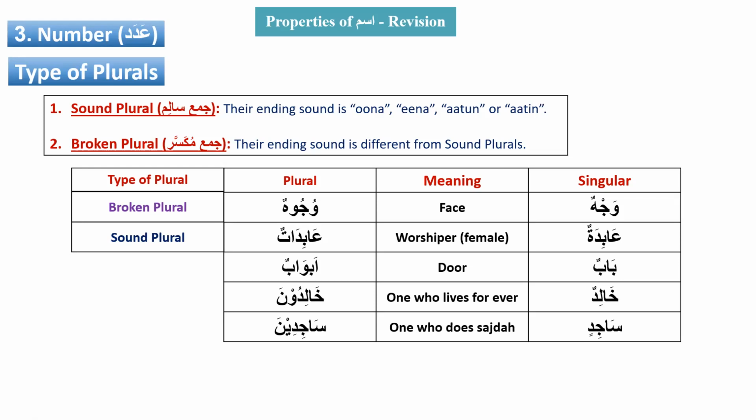Anusha, Abuabun. That's a broken plural. Okay. Brother Sultan, if you are available. Maybe you are just listening. All right. Burak. Yes. Khaliduna. Una is a sound plural. Okay. Sajidina is a sound plural. Sound plural. Okay.